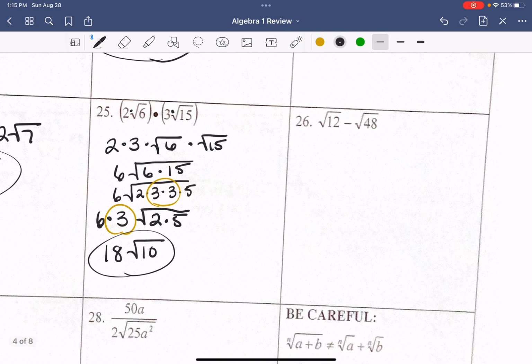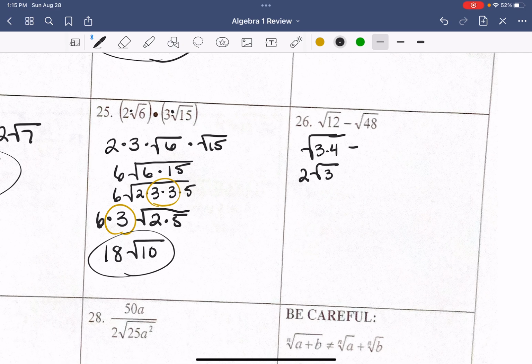For number 26, the square root of 12, that's the same thing as 3 times 4, and I'm doing 3 times 4 instead of 2 times 6 because I know that 4 is a perfect square. So if I take the square root of 4, I can take a 2 out, and then I have a 3 left over.